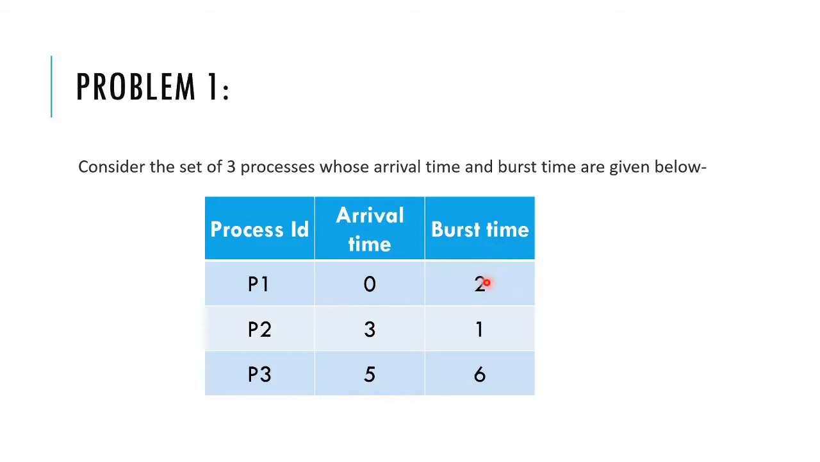And burst time is the time that the process is going to require to execute on the CPU. It is going to take this much time for execution on the CPU. So P1 is going to take 2, P2 is going to take 1, P3 is going to take 6. So this is the data given to me with the process ID, the arrival time and the burst time. Now I need to apply the FCFS scheduling algorithm to this.